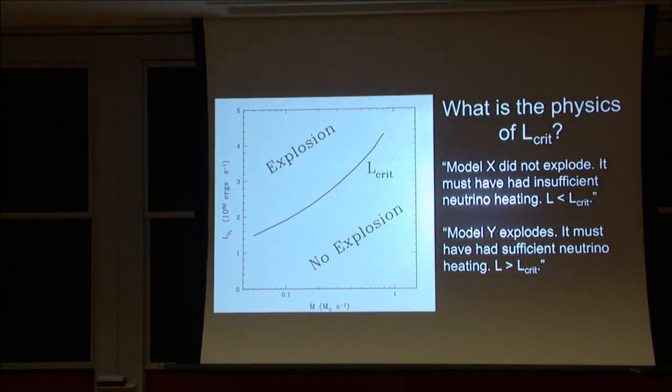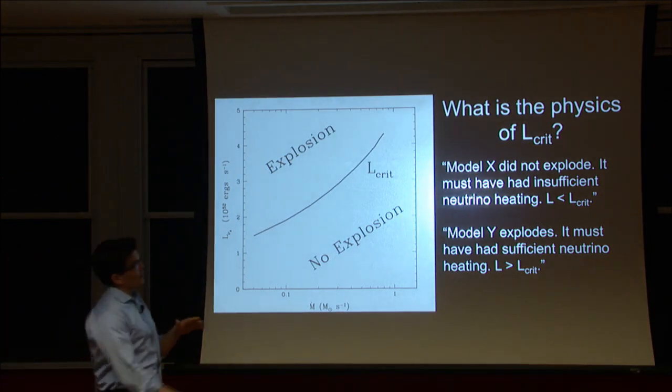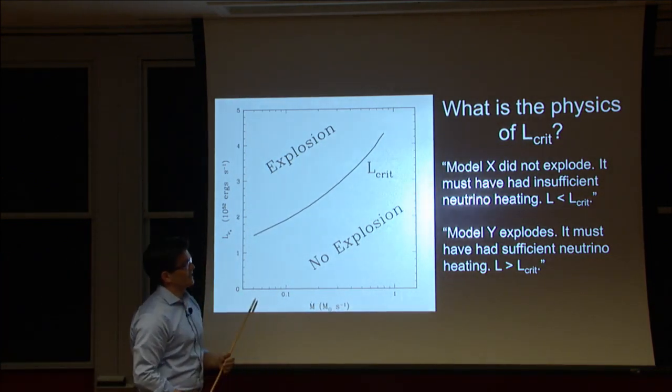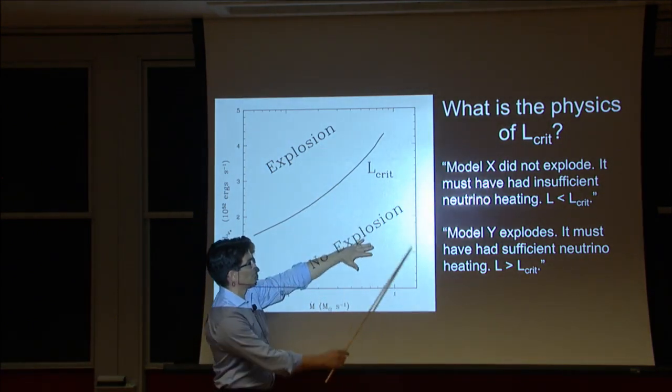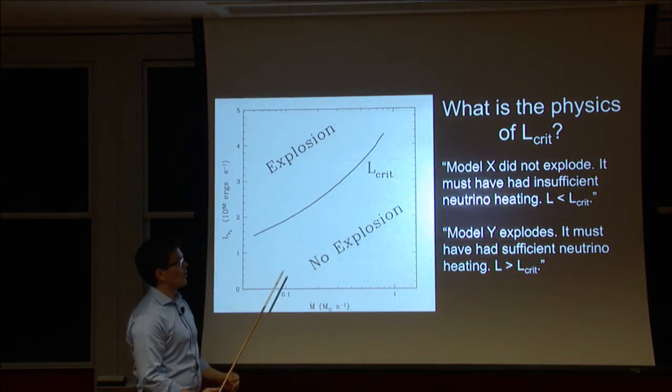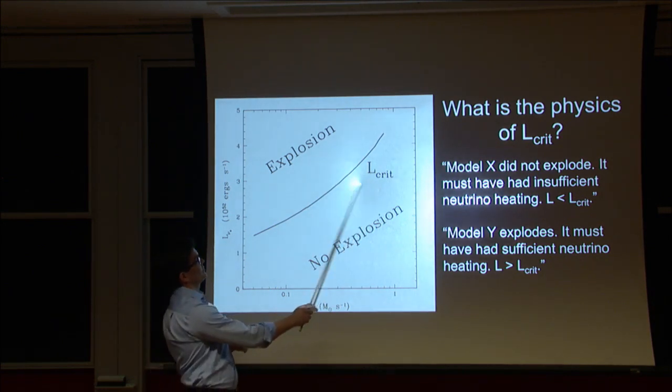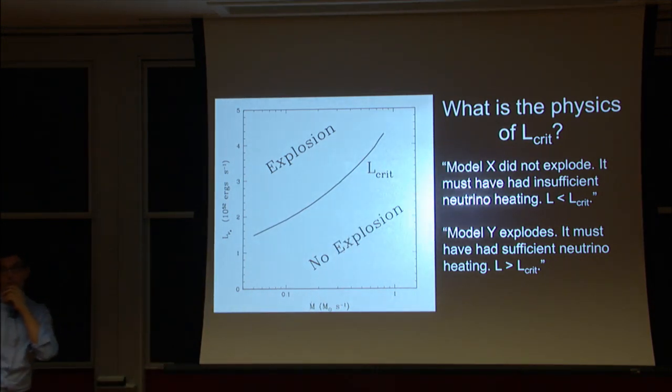So what is the physics of L-crit? People would say, Model X did not explode. It must have had insufficient neutrino heating. That is, L was below this L-crit. It was down here somewhere, did not explode. Whereas Model Y explodes. It must have had sufficient neutrino heating. This is typically what people say.